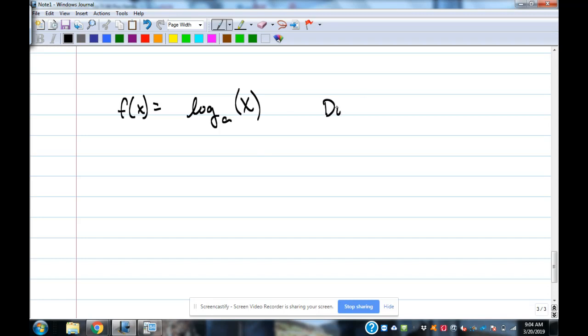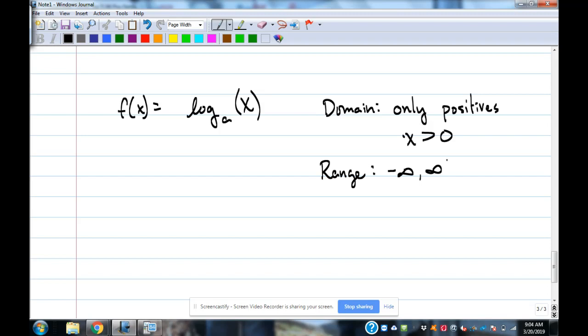Domain in general is only positives. So in this case, we would set x greater than 0. So whatever we're taking the log of, we're going to set greater than 0 to find the domain. So if there's something else in there, set that greater than 0, solve it. That's going to give you your domain for that particular log function. The range is going to be from negative infinity to positive infinity.